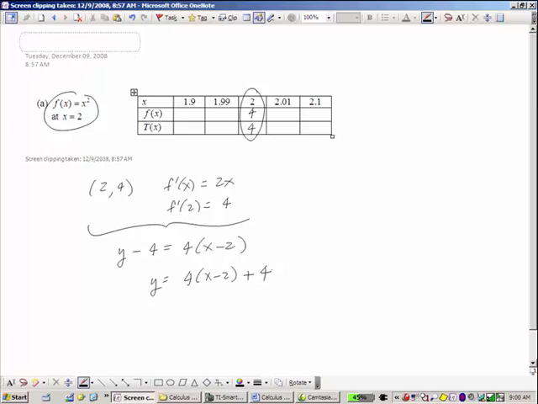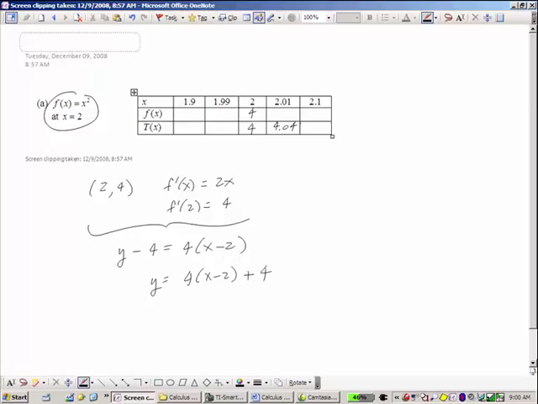So, the tangent line, let's evaluate it for 2.01. Let's use the tangent line to approximate the value at 2.01. We can do this in our head. 2.01 minus 2? 0.01. 0.01 times 4? 0.04. Plus 4? 4.04.